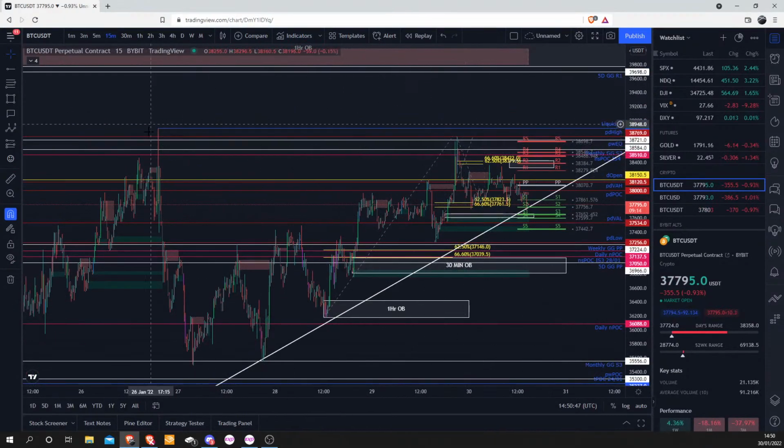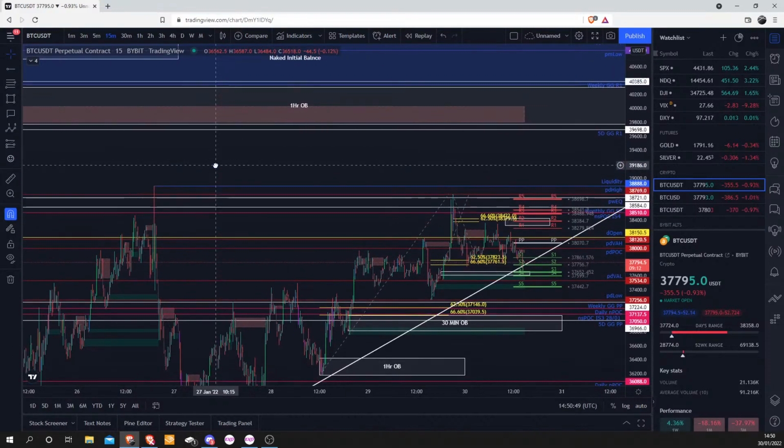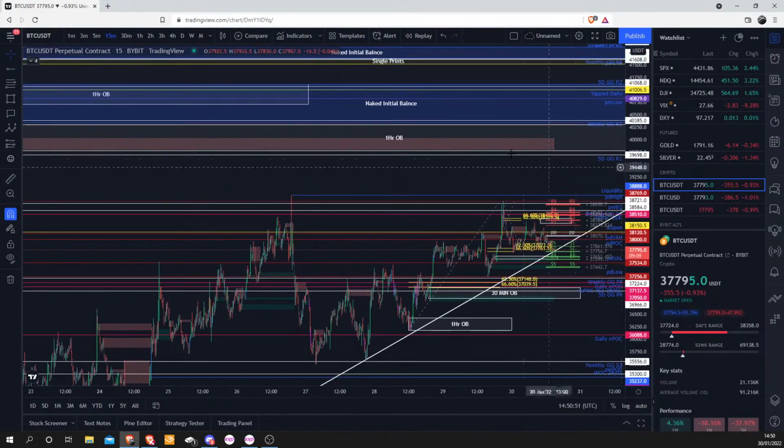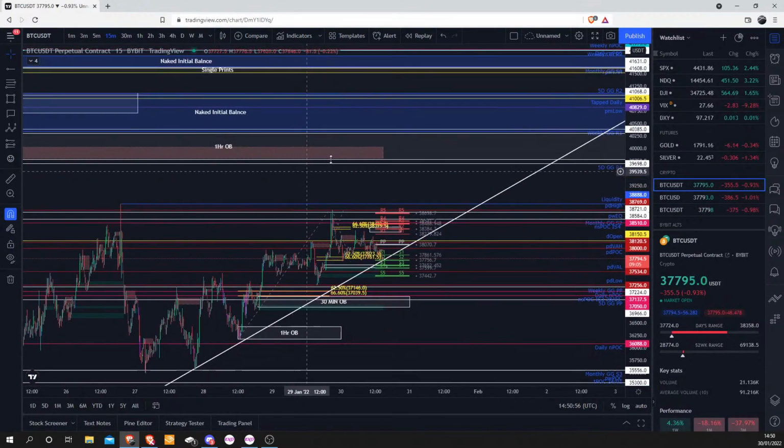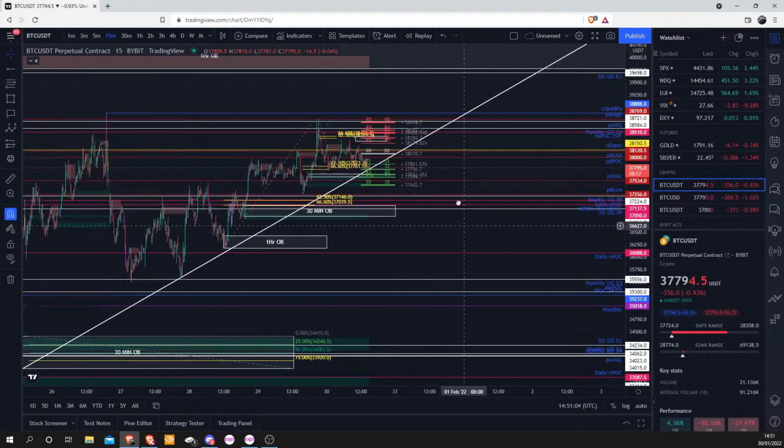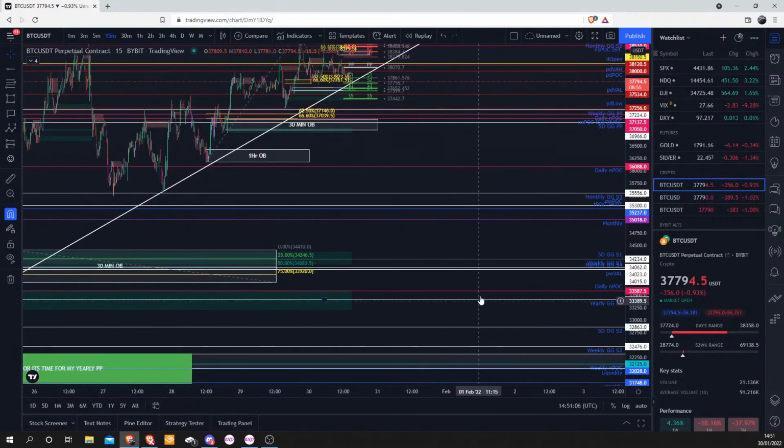I did want to sweep this high, if I'm being honest, because I did run this level tested, the naked initial balance, but it would make more sense if we come down here and bounce off this zone. I think Yoda said it as well. We could get some good fuel off of there. We could move off of that level well.